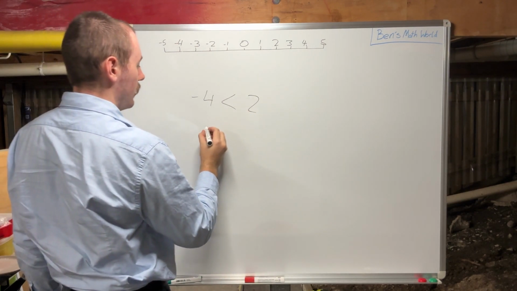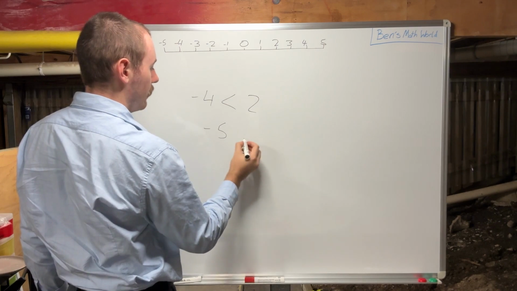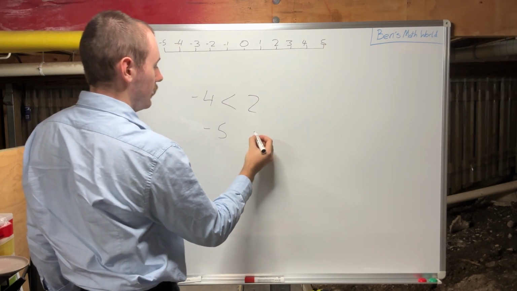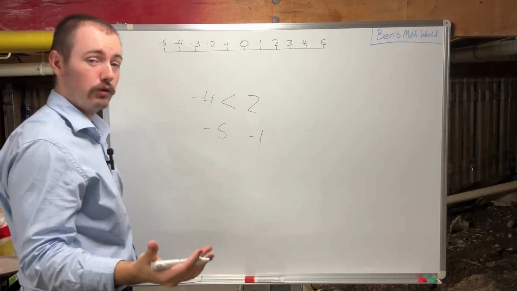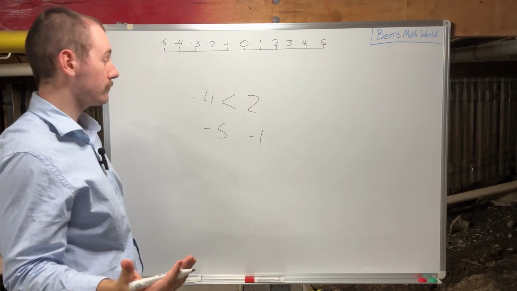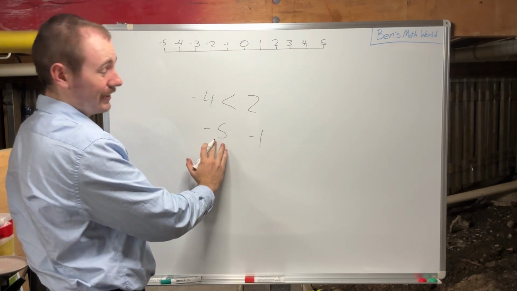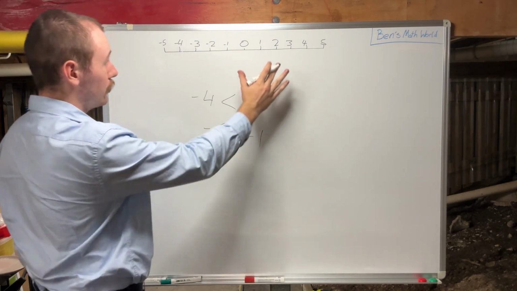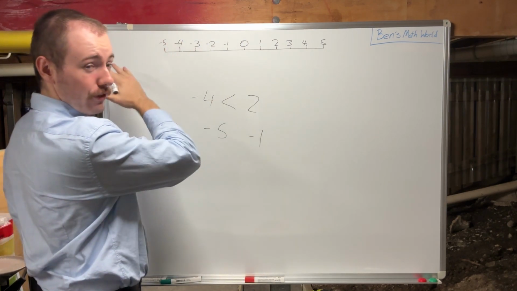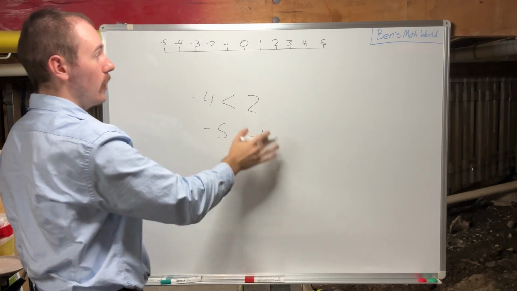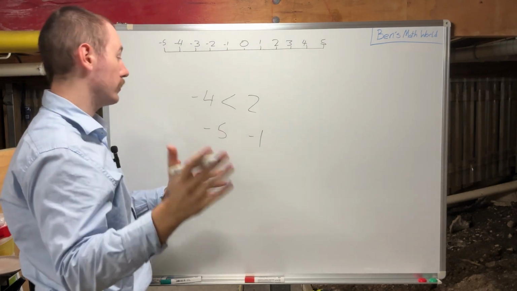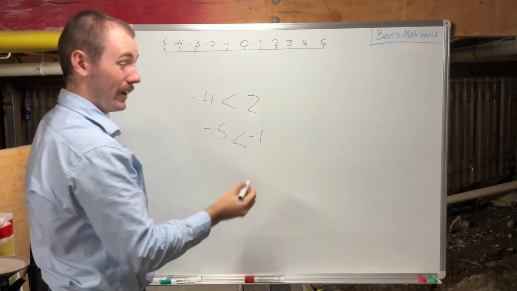Let's try -5 and -1. Which one do you think is greater? It's going to be -1. Even though 5 is the larger number, it's -5, so it's further to the left, or further in the negatives, and -1 is further towards the positives. So it's going to be greater.